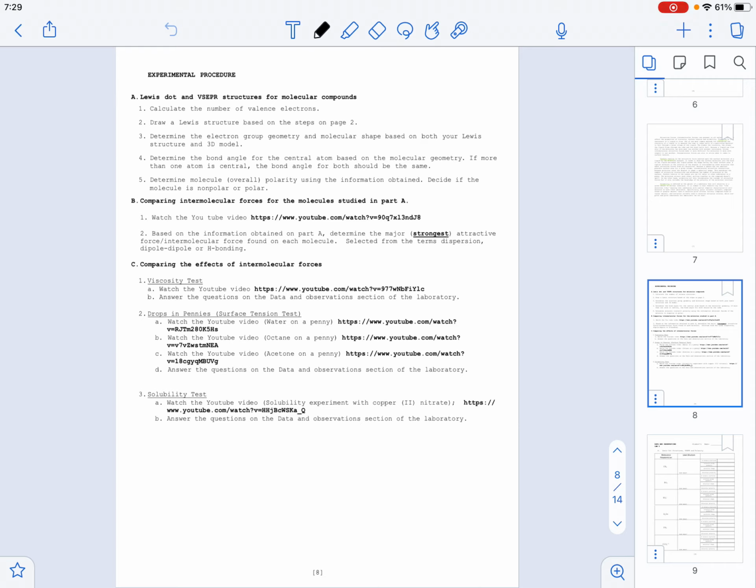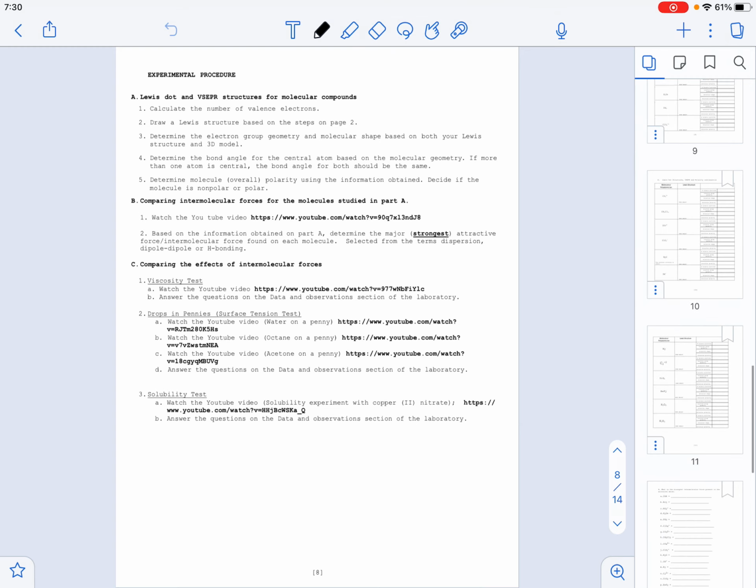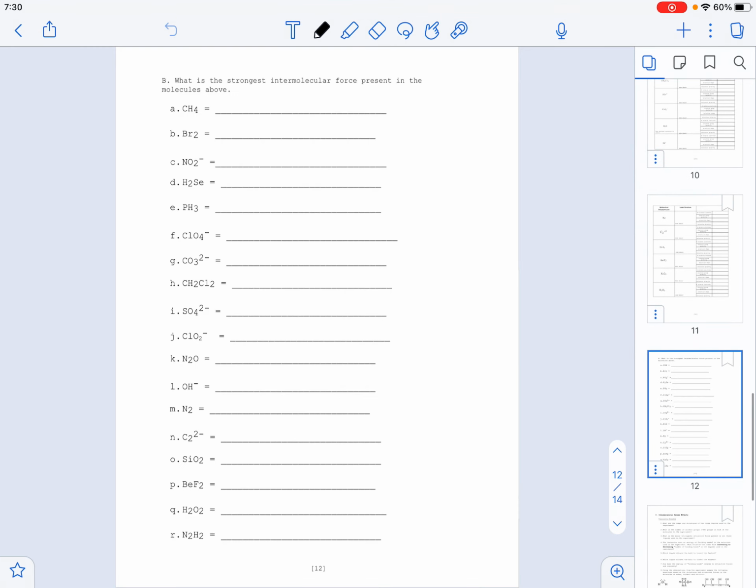Because of all the work that you have done in part A, you can actually determine what is going to be the strongest attractive force for each of those compounds in part A. Specifically on page 12, you can write what is the strongest attractive force for each of those compounds.